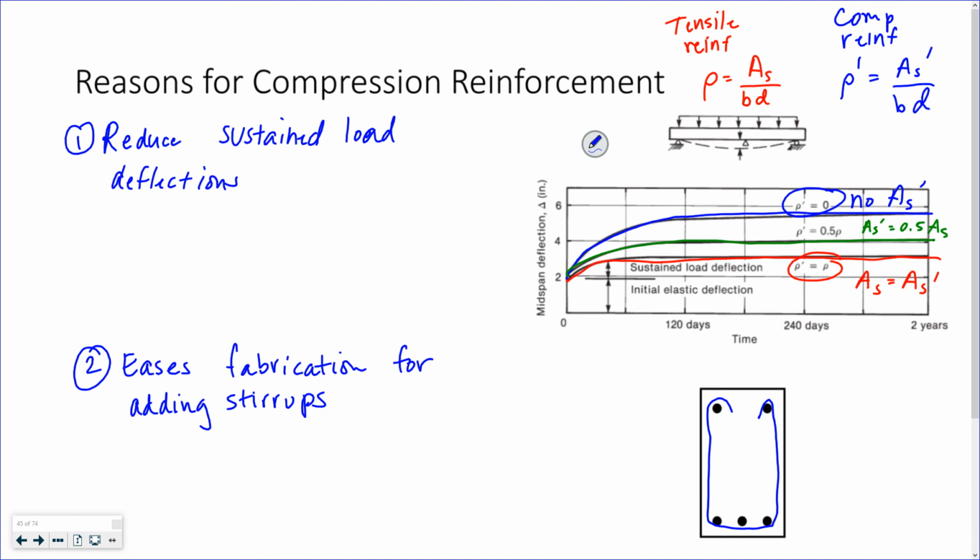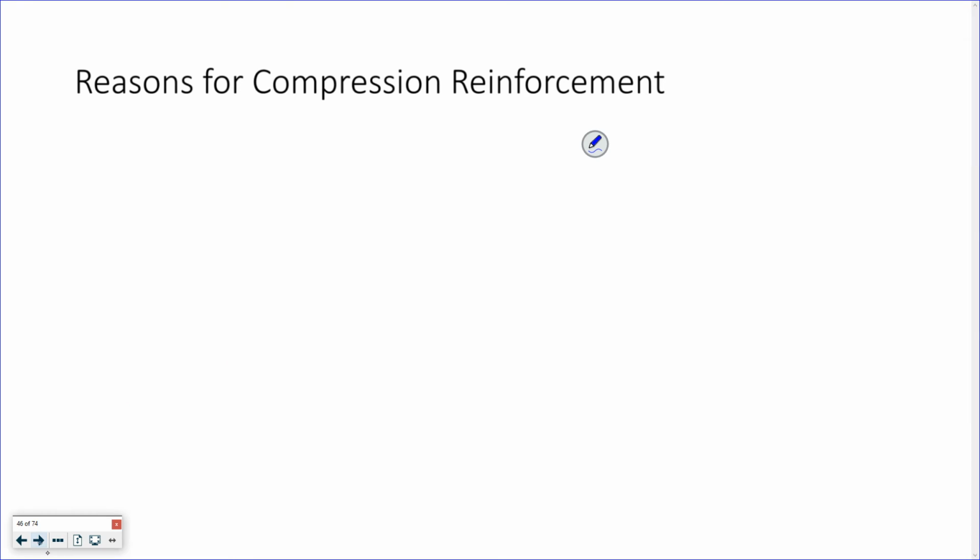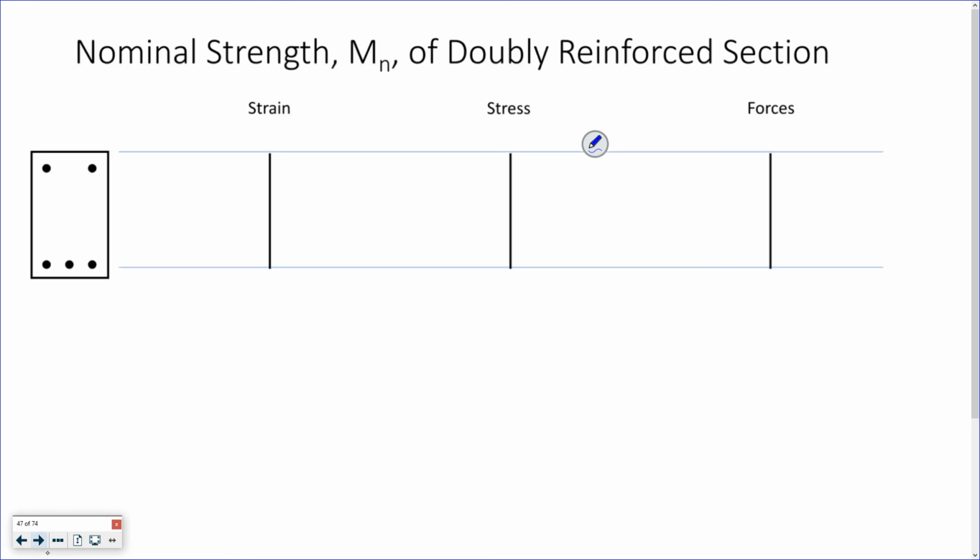I'm gonna skip the next two reasons because I'm gonna come back to it, because I want to do some math to prove it. So, I'm gonna look at how I figure out the nominal strength of a doubly reinforced section, right? So, let's see.